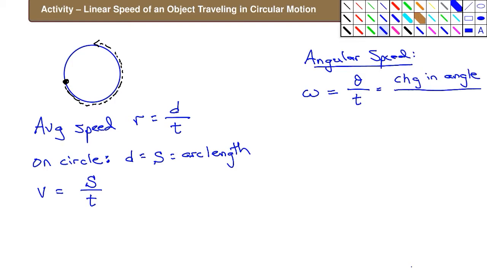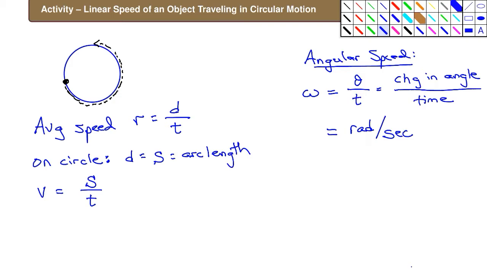And then, of course, we're dividing by time. And then what would the units of this be? Well, an angle change needs to be in radians. And our time can be whatever, but we'll say seconds for now, just as an example. It could be radians per minute, radians per hour, whatever it is.